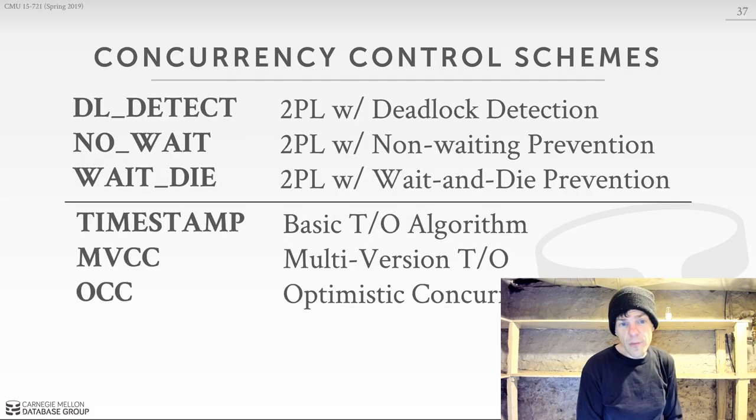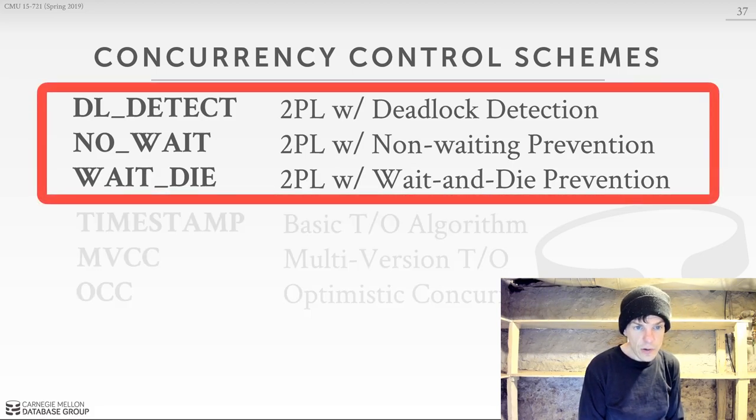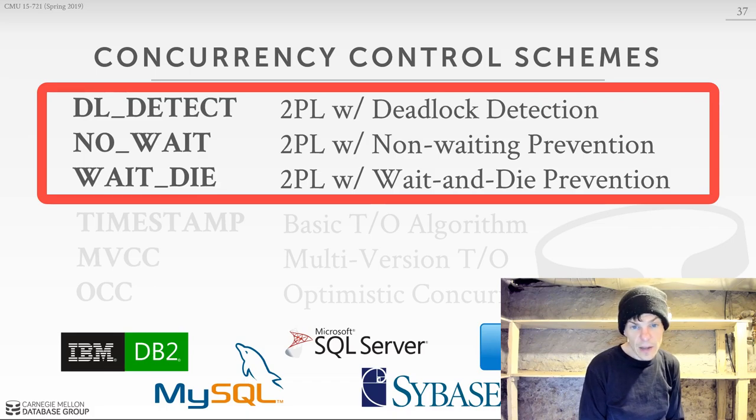So just to understand what the labels are going to mean in our graph legends, we're going to group our concurrency protocols into either two-phase locking or timestamp ordering. So we have deadlock detection, no wait, and wait and die. No wait basically means that if I try to acquire a lock and that lock is not available, I immediately kill myself and abort and roll back. So these deadlock detection approaches are used in these major database systems.